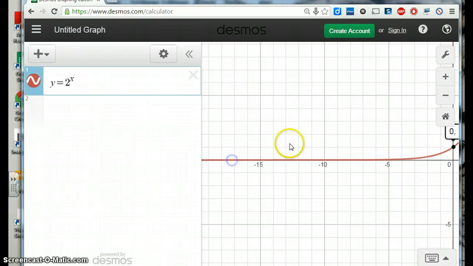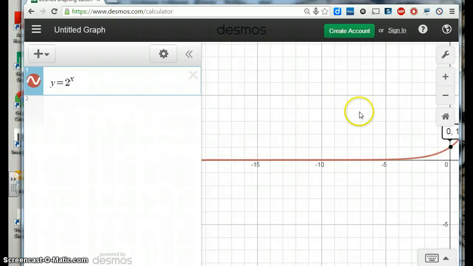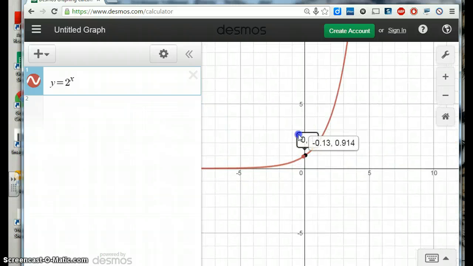And right here, it looks like it's estimating at 0, if you can see that. But in reality, the number is not 0. It's very, very close to 0 like this. So I think Desmos just says, well, it might as well be 0. But in reality, it doesn't hit 0. So that's called the asymptote. All right, so that's the y-intercept. The x-intercept, it does not hit the x-axis.